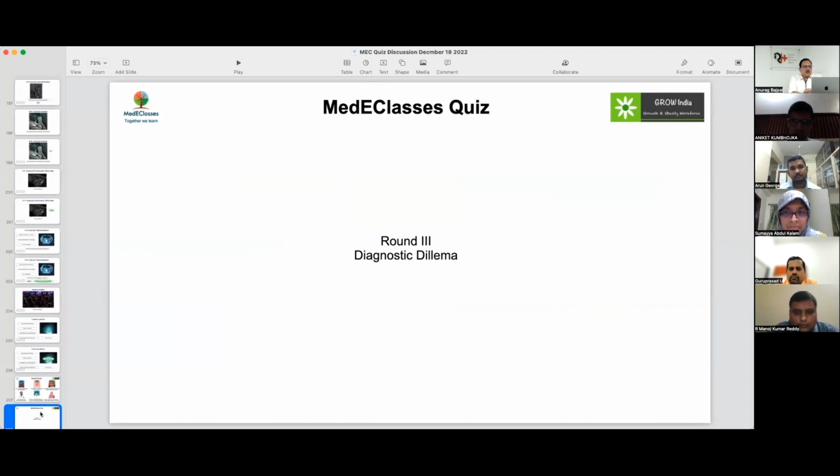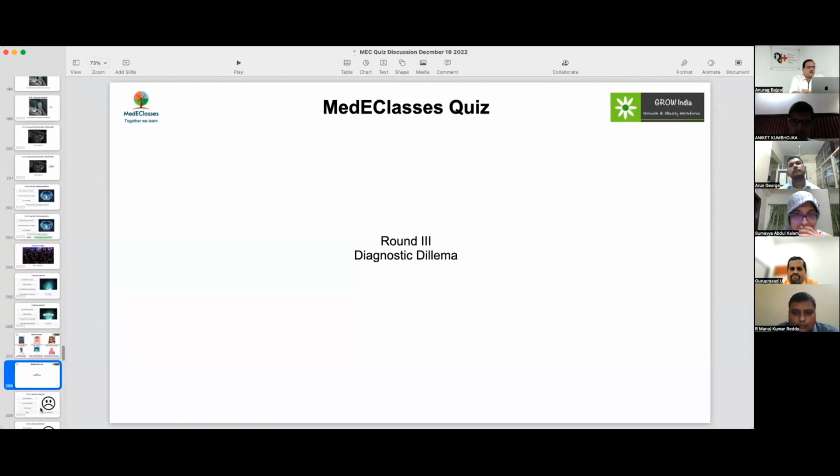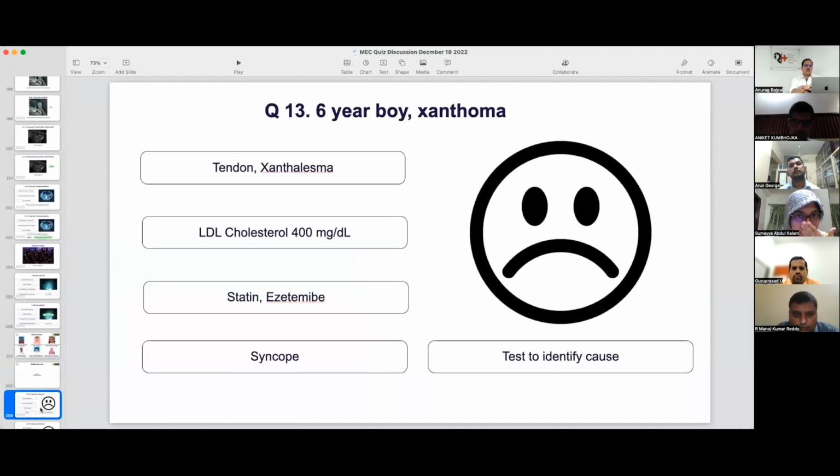This is going to be a diagnostic dilemma. So these questions will be about diagnostic dilemmas. So the first question to Dr. Reddy is a 6-year-old boy, tendon xanthomas were there, very high level of LDL cholesterol, started on statin and ezetimibe. And suddenly the parents complained that he was having syncope and giddiness, syncope, postural hypotension. What is the likely diagnosis and what test will you do to identify the cause?